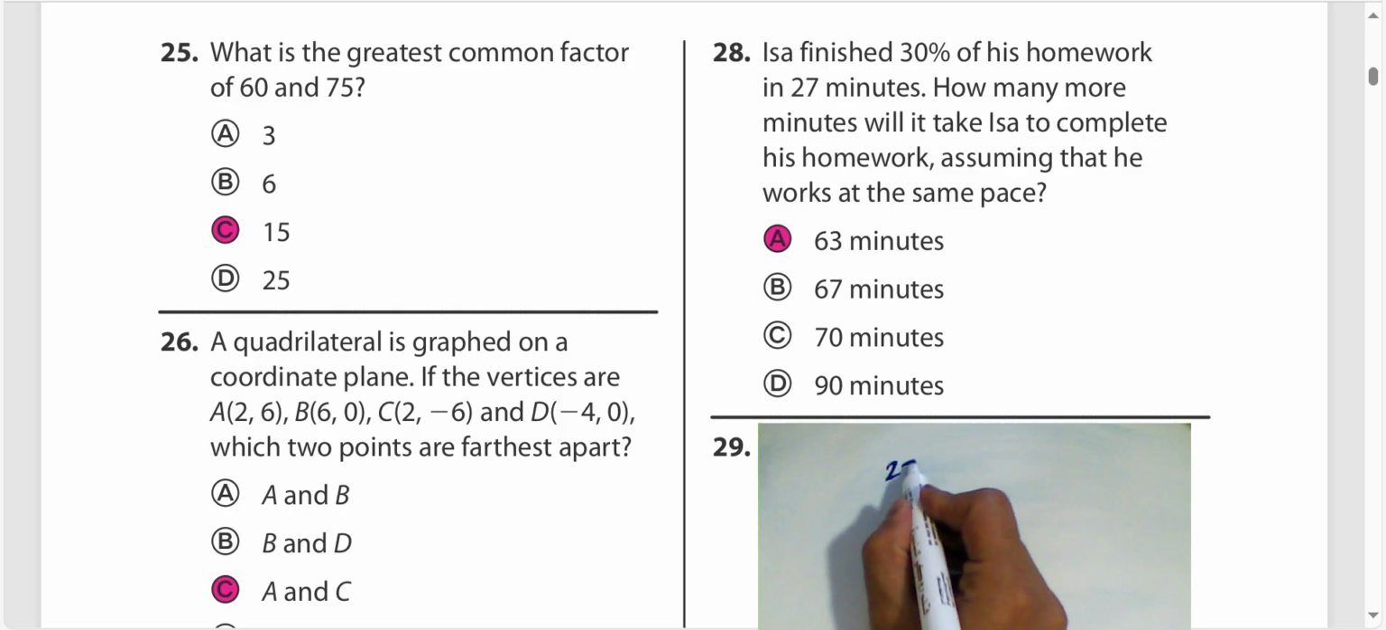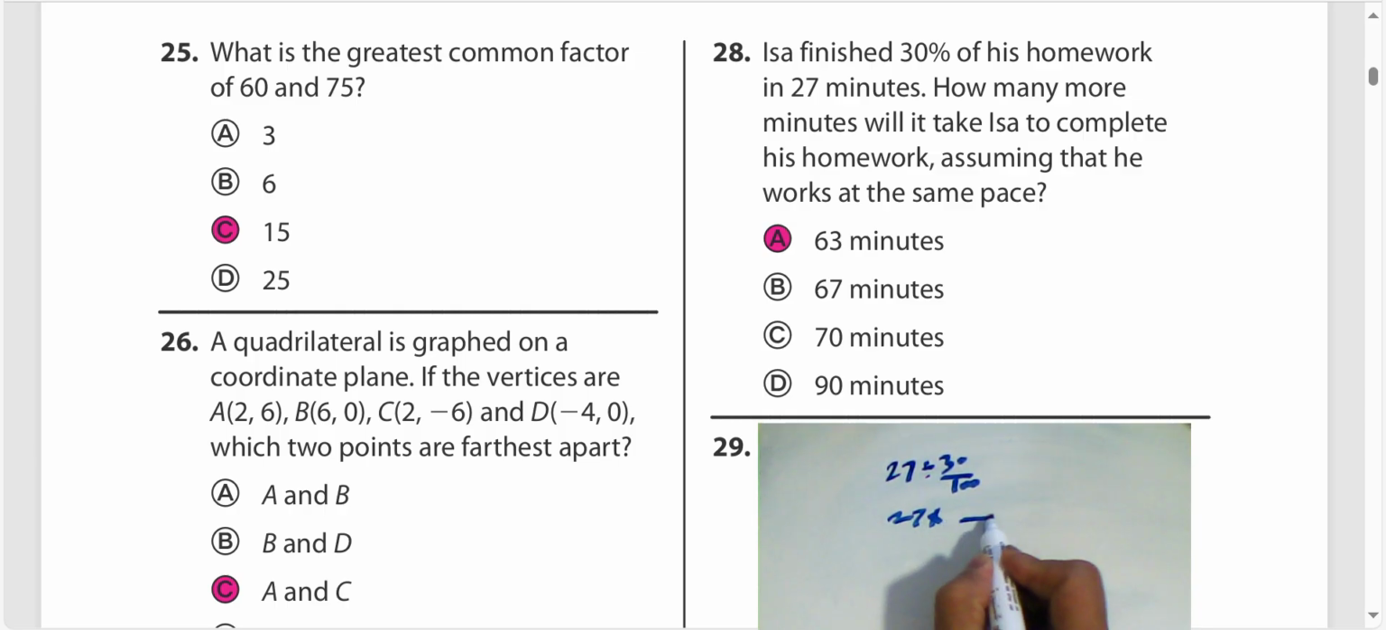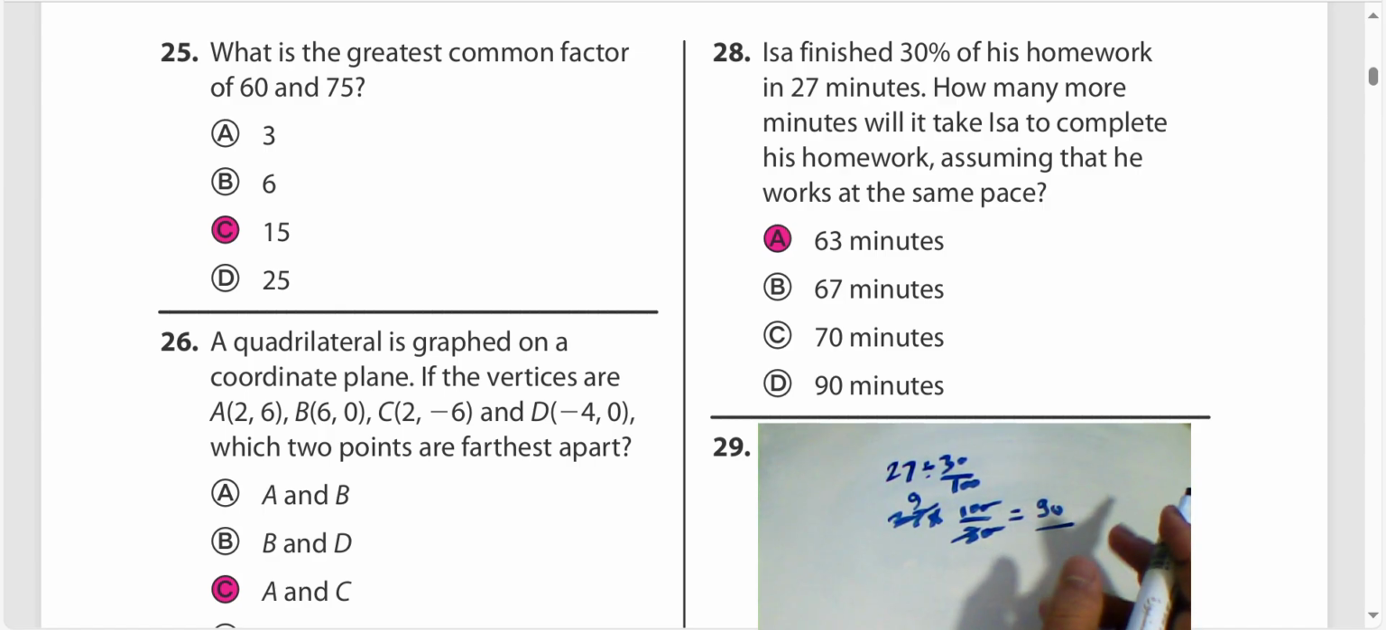Then we can write 27 divided by 30%. We multiply 27 by the reciprocal of this number, 100 over 30. Cancel 0 by 0. 27 divided by 3 equals 9. 9 times 10 equals 90. Okay, how many more? We can find the difference between 90 and 27.